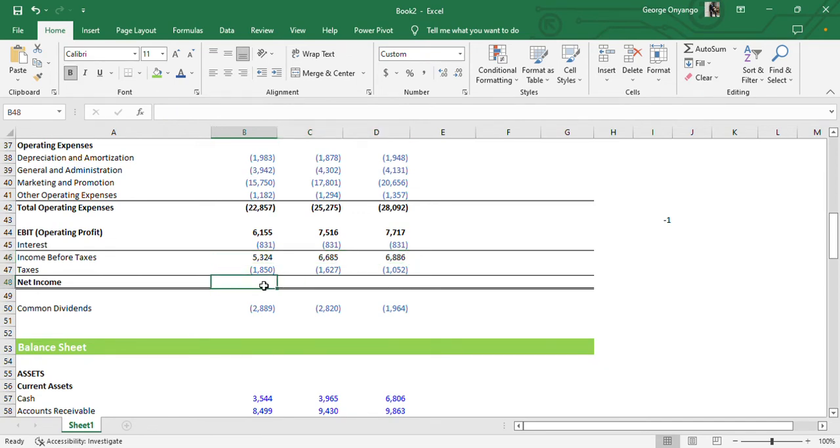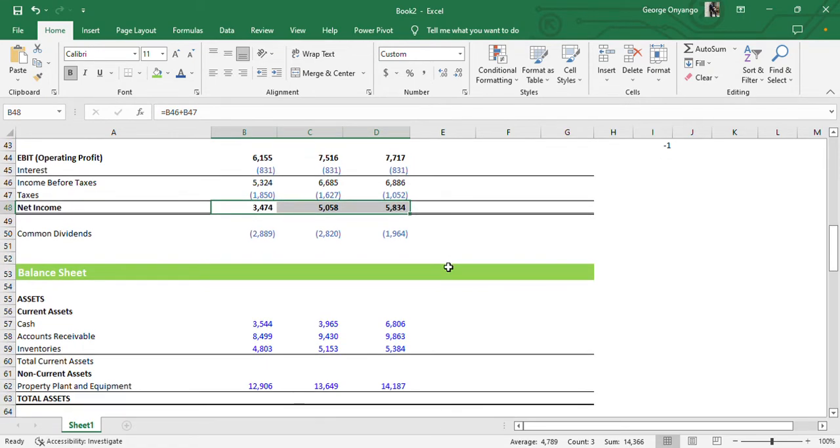Net income is going to be income before taxes minus taxes. So remember, my format is that the negative values are put in bracket. So if I simply do this normal additions, I'll be getting the correct value. So these are common dividends. These are the amount of money from the net income which were given as common dividend to shareholders.